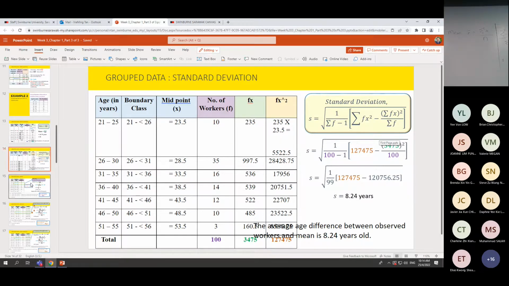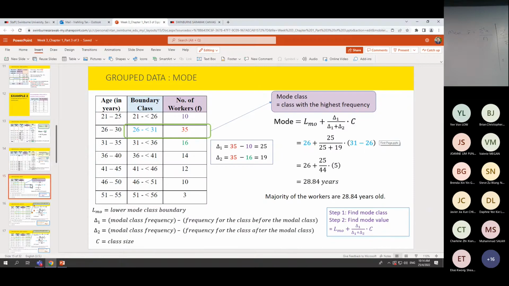We use the same data again. The next measurement will be mod. We know that mod is the most frequently occurring value. For this question, also make sure that the classes given are in interval form, and that there is no gap between two classes.